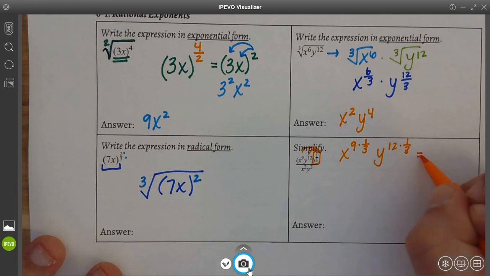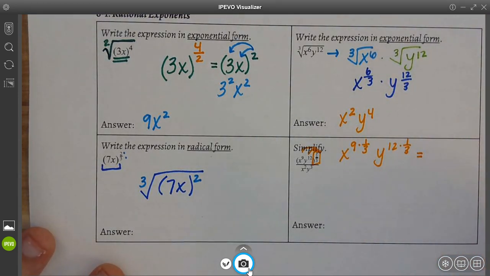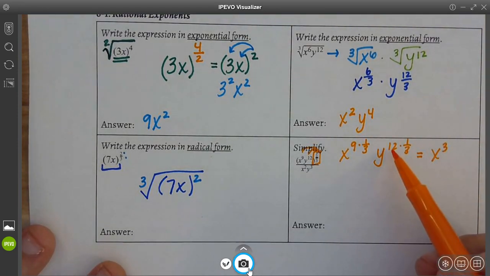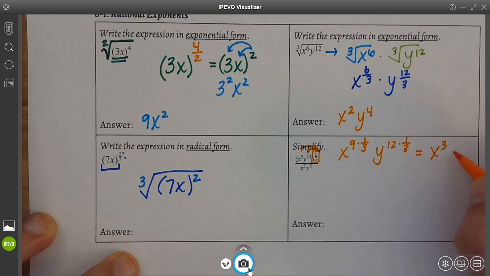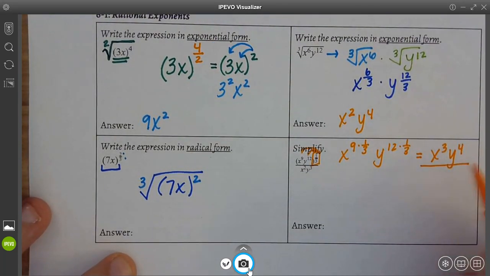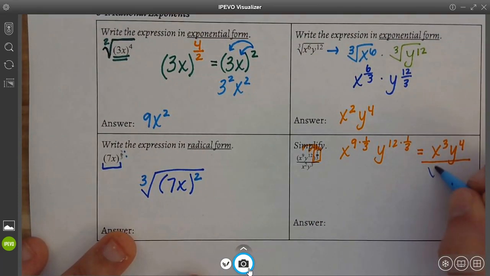So I'm going to go ahead and simplify that one step further. 1/3 times 9 is just 3. So that's x to the 3rd power. And then 12 times 1/3 is 4. So that would be y to the 4th. And this is still getting divided by our denominator, which was x squared y to the 3rd.